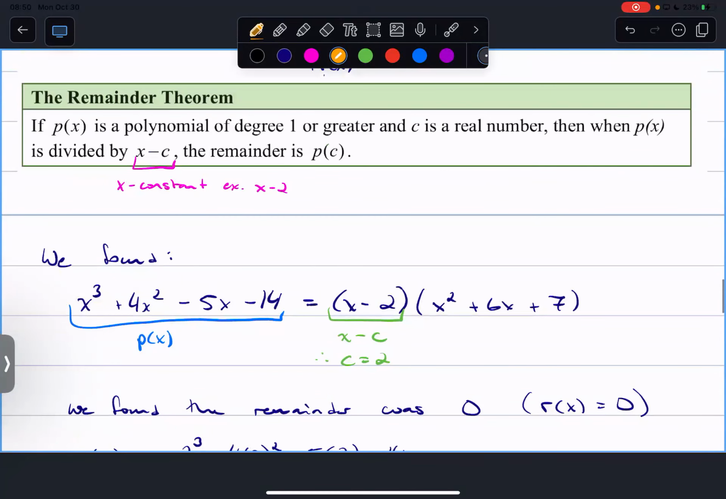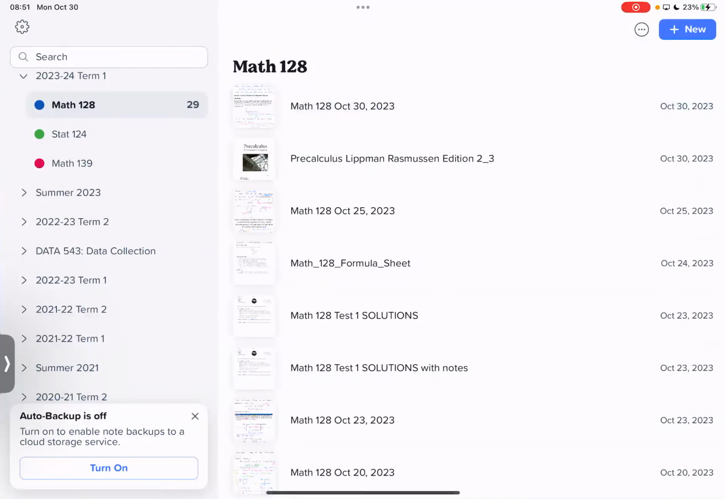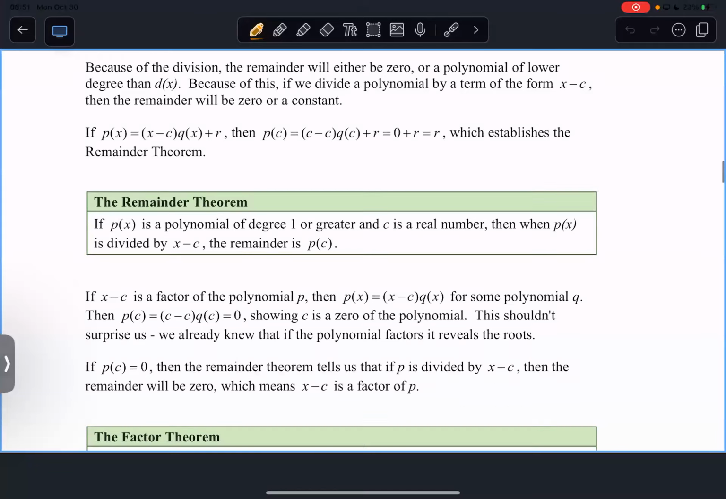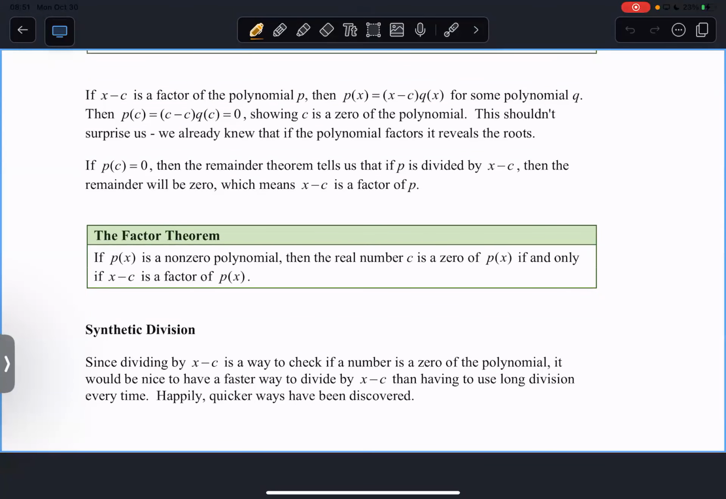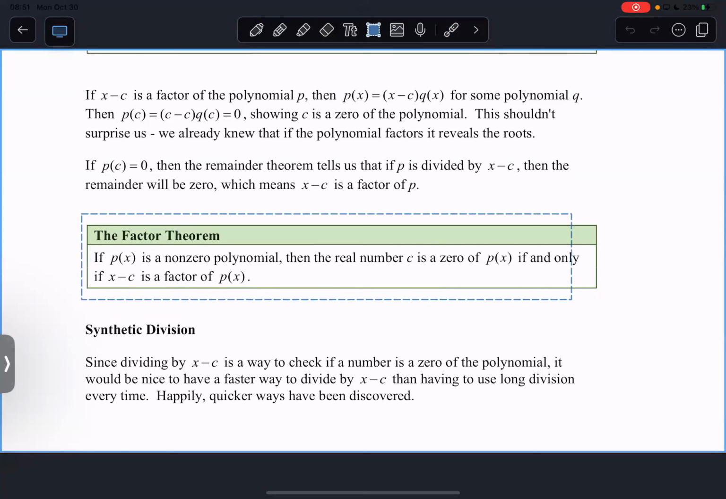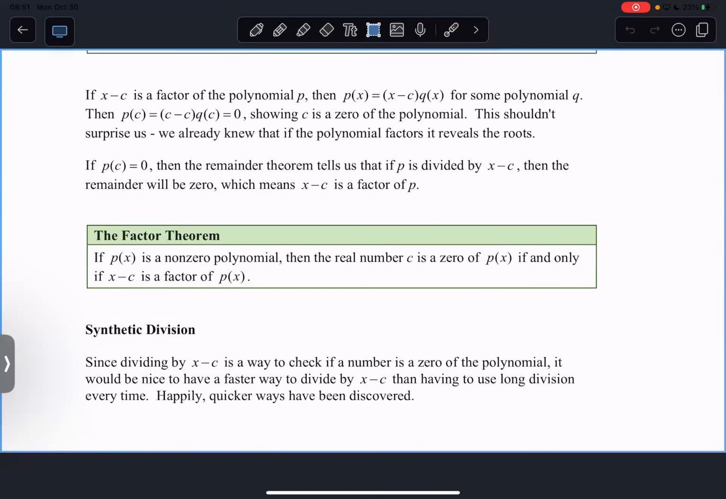So that's the remainder theorem. It's kind of fun. It's weird, but it's also a learning outcome of the course for some reason. So we have to talk about it. Okay, so then we move on to the factor theorem, which goes a little something like this.